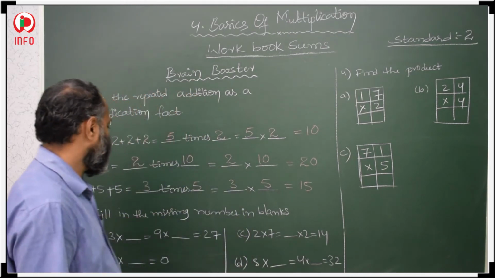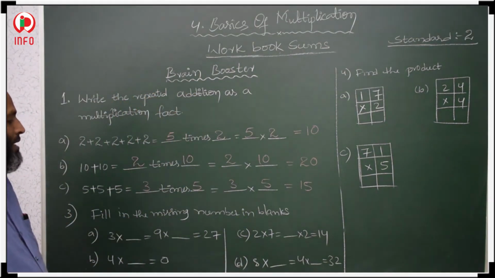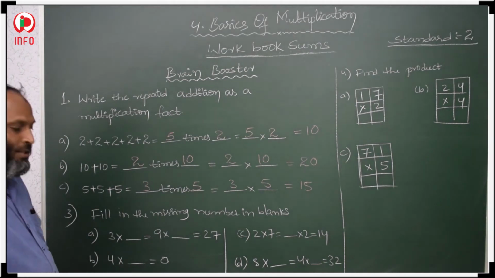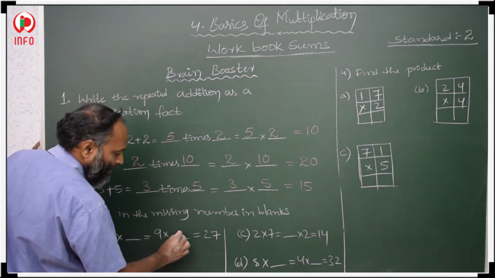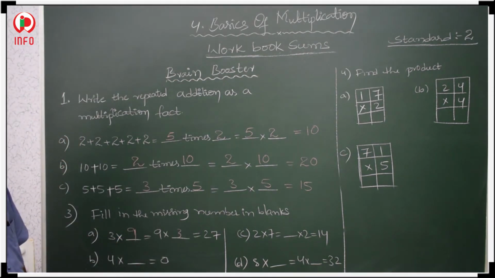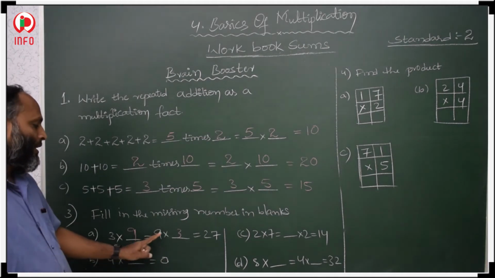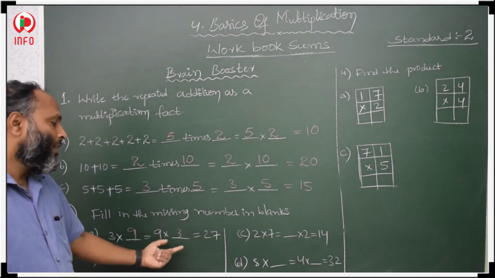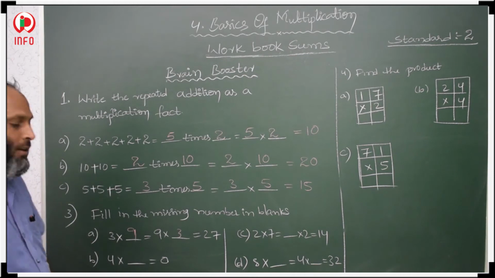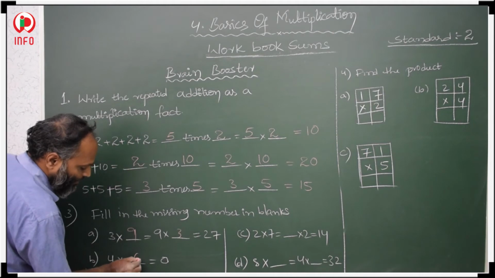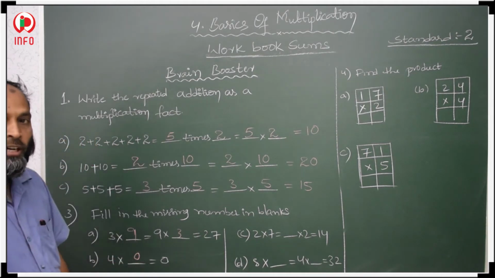Now the third question. Fill in the missing numbers. These are multiplication facts. 9 3s are 27. 3 9s are 27. This is the first fact of multiplication, changing the order. So we have to see in 9 into what we get 27. That number we have to take. 9 3s are 27, and in that way 3 9s are 27. When will we get product 0? If we multiply with 0, the product will be 0. This also we did previously.